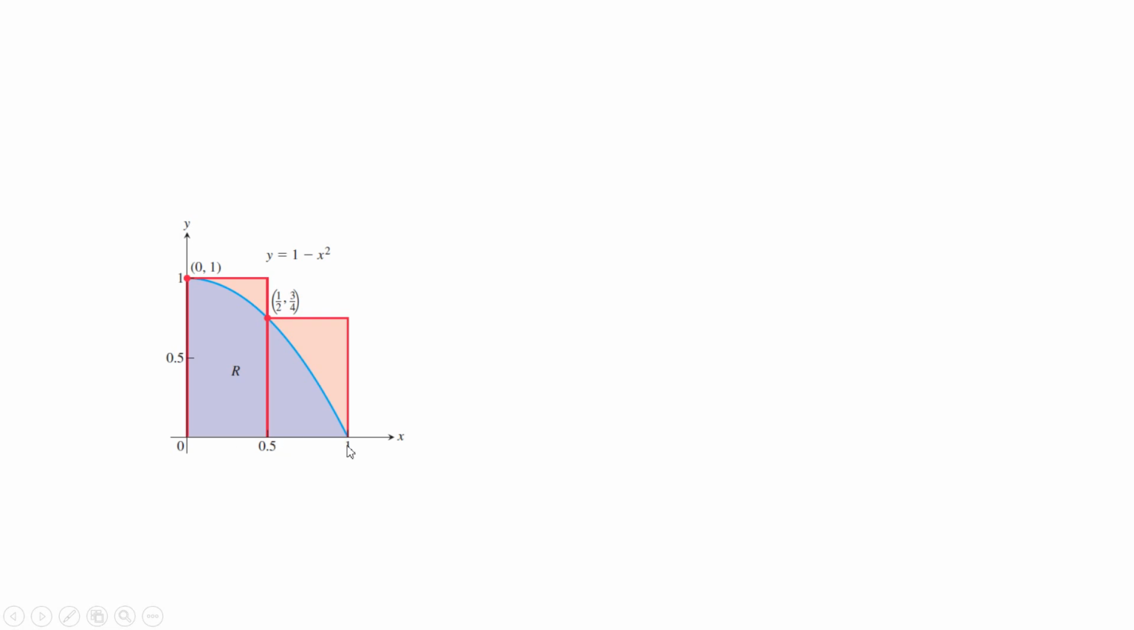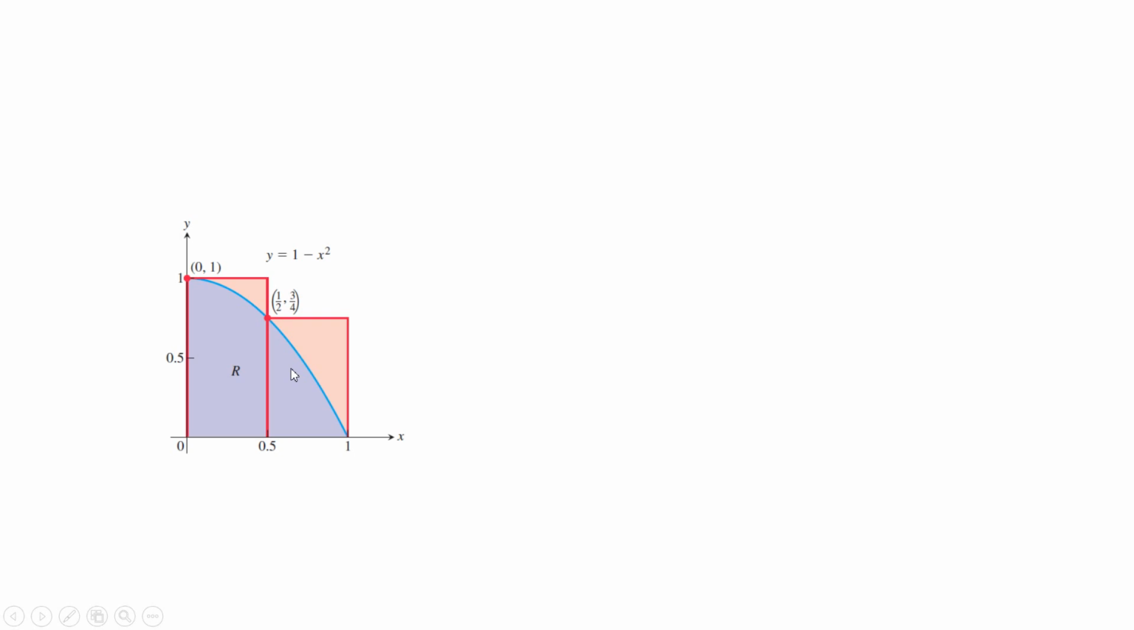So the width of the rectangle is the same, that is 0.5 or 1 by 2, you may say, and the height of this rectangle is the maximum value of the function in the interval. So the maximum value of the function in this interval is 3 by 4, which is at x is equal to 1 by 2.